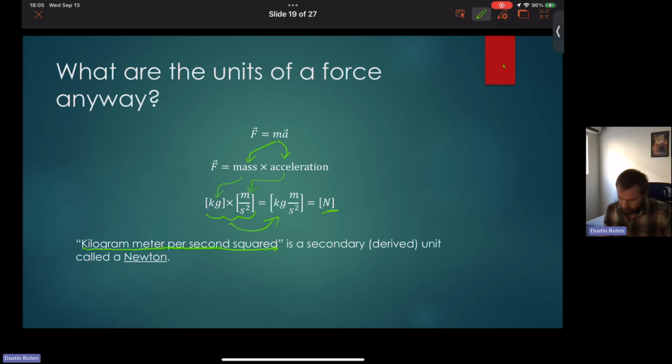So it's called a Newton. Notice this is a secondary unit. That just means it's derived, or a combination of other fundamental units, because the other ones, kilogram, meter, and second, are all fundamental base units. So a Newton is, I think, our first unit that we're talking about where we've combined units to make a more complicated one. So force is measured in newtons.